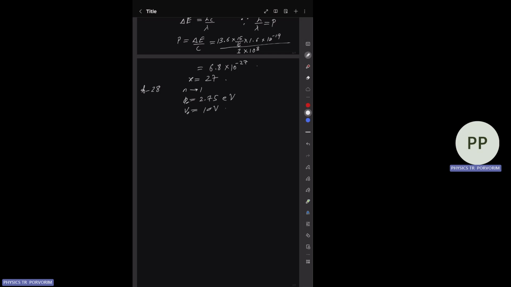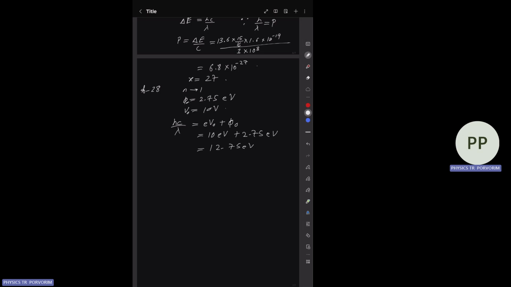So we know the energy of the photon incident on the metal can be given as hc by lambda, and that will be equal to eV naught plus phi naught. Let's put the values, so it will be 10 eV plus 2.75 eV. So it will be 12.75 eV.